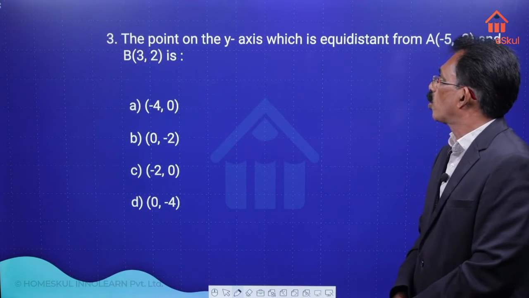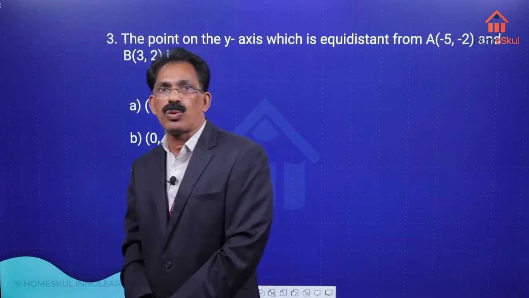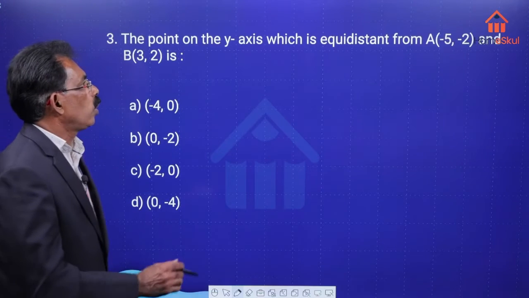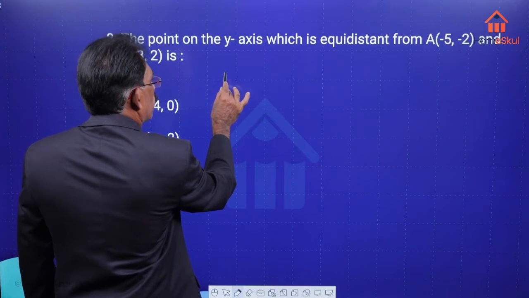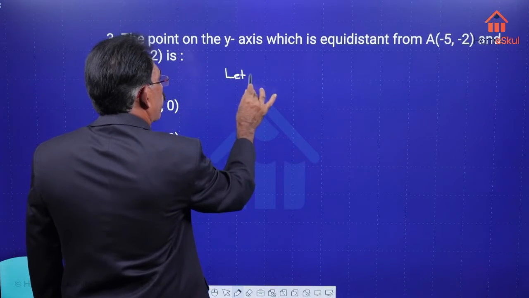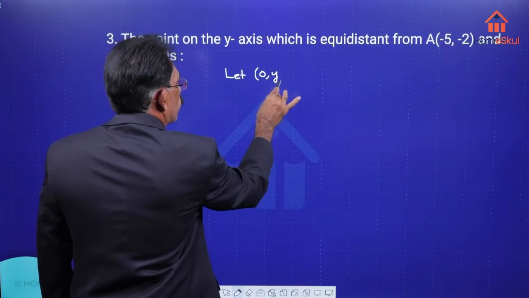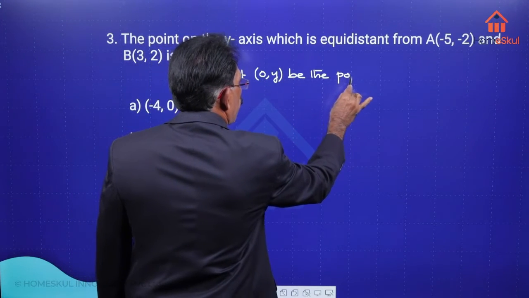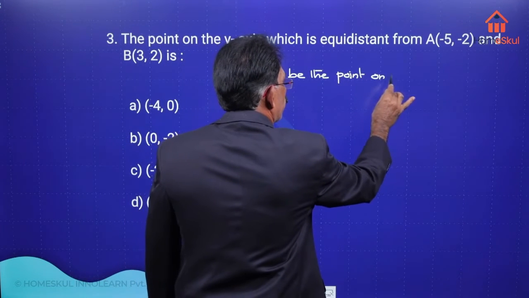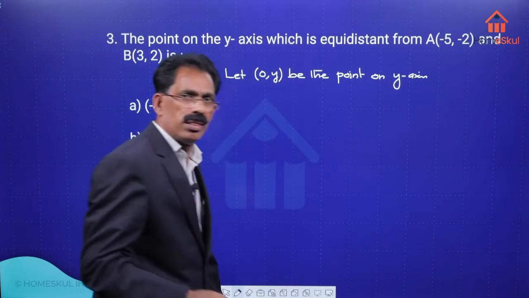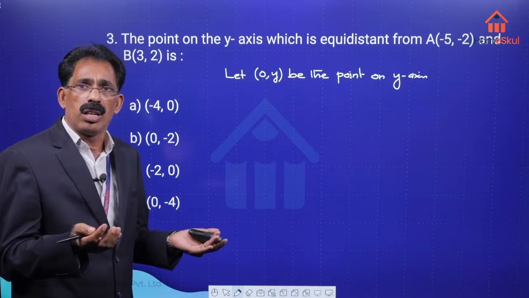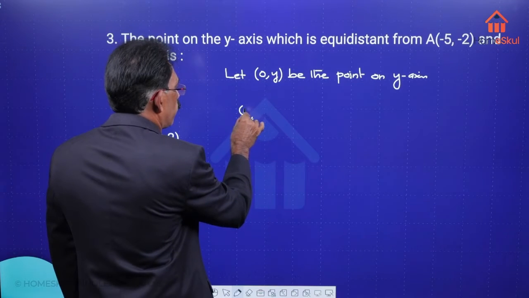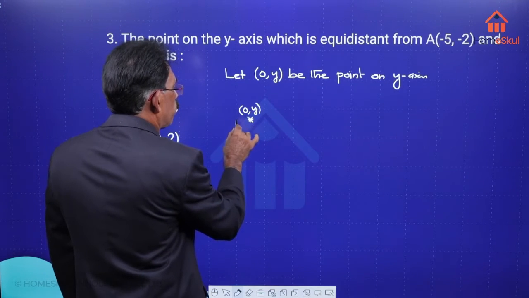The point on the y-axis which is equidistant from A (-5, -2) and B (3, 2). So let the point on the y-axis be (0, y). Isn't it? The point on the y-axis definitely has x-coordinate 0 and ordinate y. So suppose this is the point on the y-axis, (0, y), call it P.